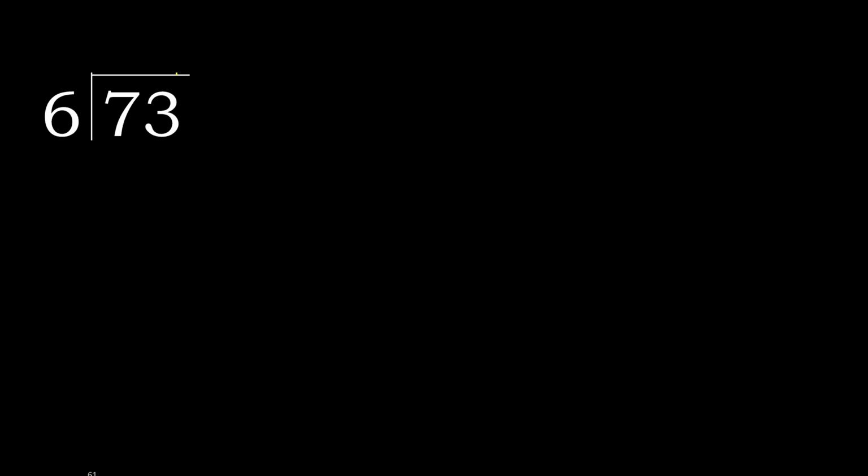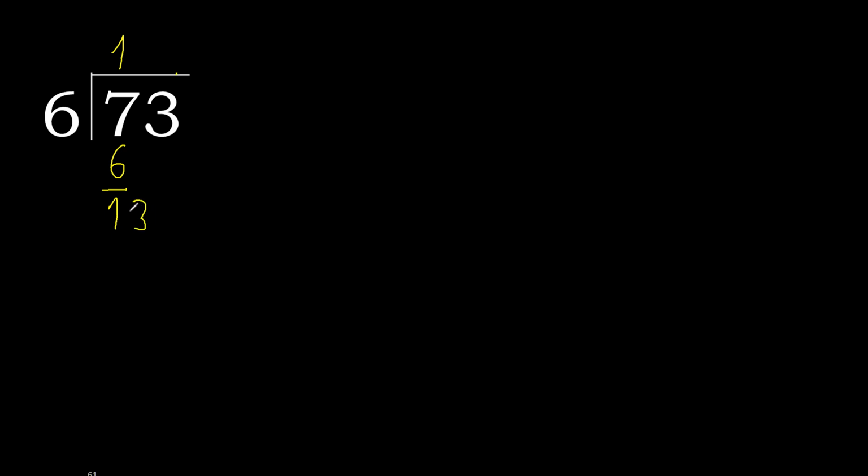73 divided by 6. 7 is not less than 6, therefore we start with 7. 6 multiplied by which number is nearest to 7, but not greater? 6 multiplied by 2 is 12, which is greater. 6 multiplied by 1 is 6, which is not greater. 7 minus 6 is 1.